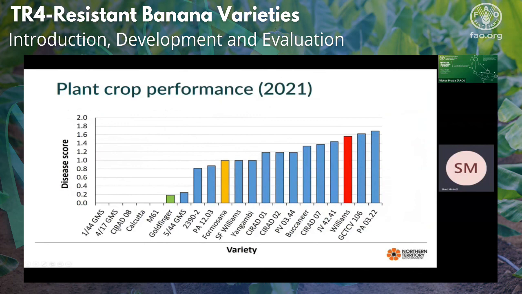Interestingly enough, one of the CRADs did pretty well and didn't show any symptoms, and a couple of the parental lines. One of the Embrapa lines was similar to Formosana. The Cavendish and some of the other parental, CRAD and Embrapa lines didn't do as well. But I just want to stress it's the plant crop results only. Ideally, we would have the first ratoon crop data to get a better idea of how they sit.